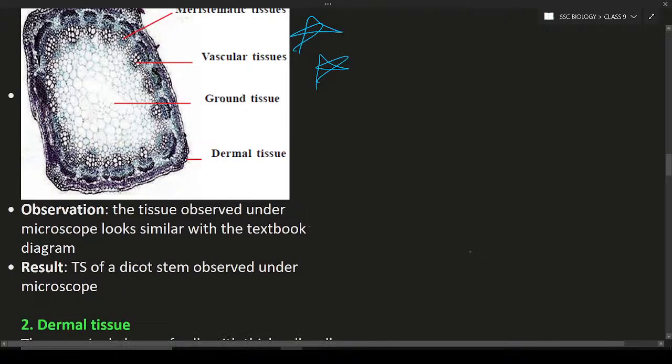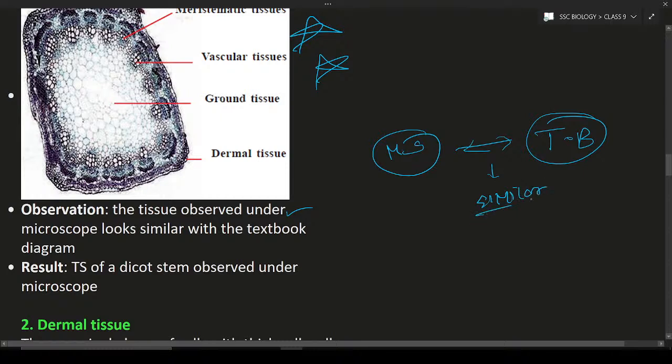So observation, what can you observe over here? You can observe that the tissue observed under the microscope looks similar to the textbook diagram. It means the diagram observed under the microscope and the diagram in the textbook are similar. So hence, based on this, we can confirm that.